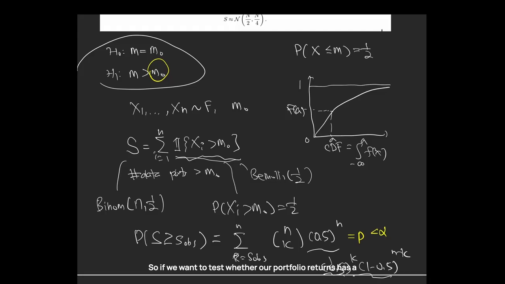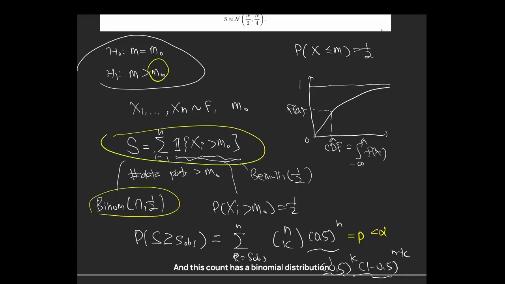So if we want to test whether our portfolio returns have a median return greater than 0, then we are going to count the number of return data points that are greater than 0. And this count has a binomial distribution. Because we know what this distribution is, we can compute the probability of observing this count, or more extreme than this count. This gives us the p-value, and we can compare this to our significance level. This would instruct us whether we want to reject or not reject the null hypothesis.